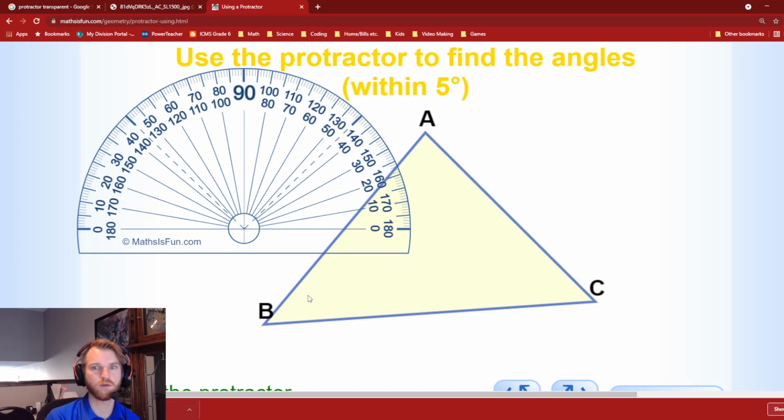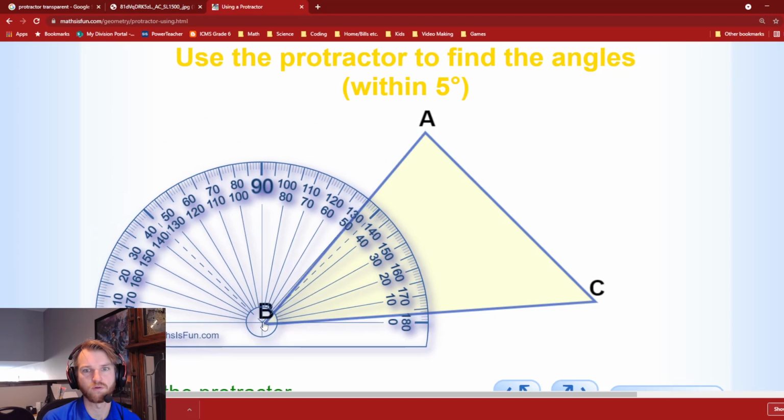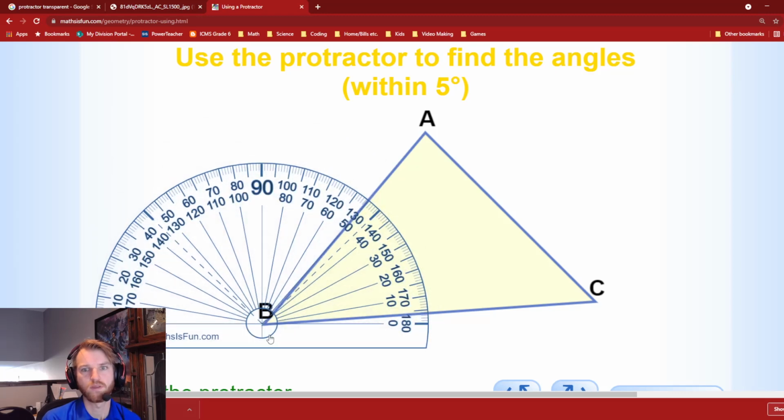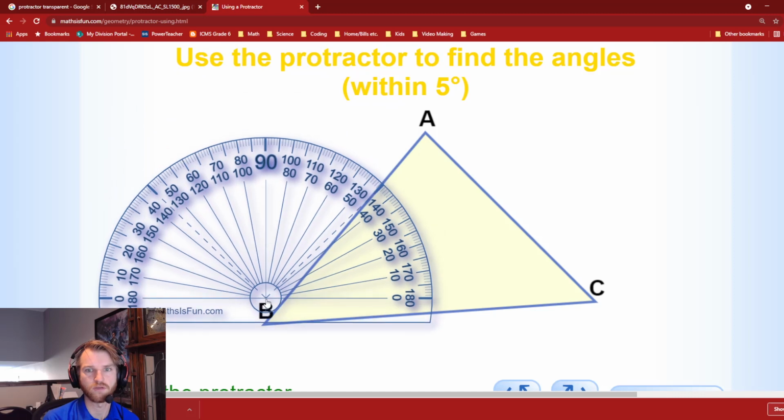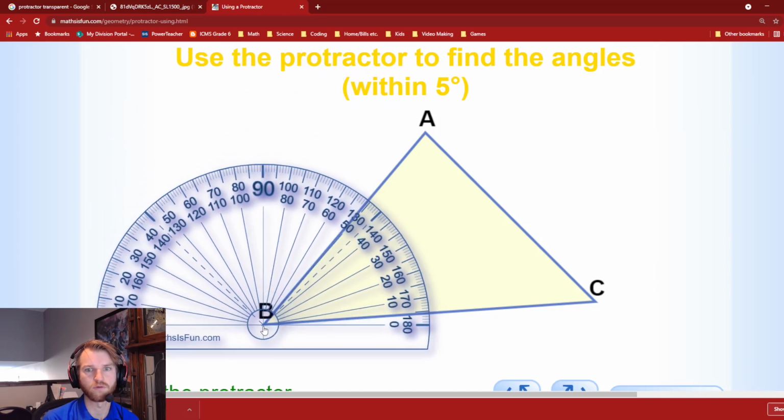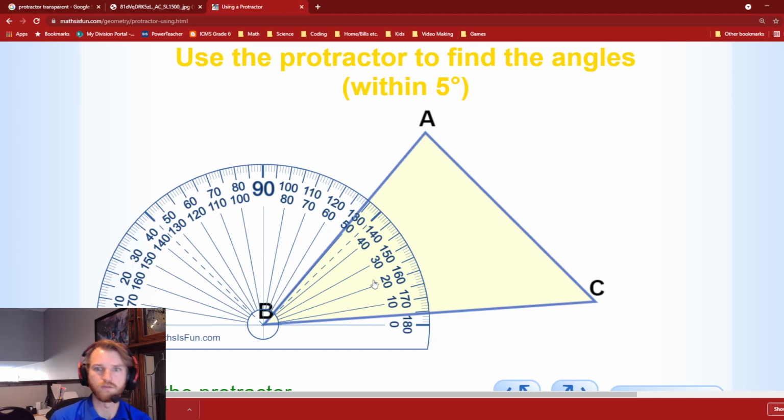So if I want to measure an angle, let's say I'm going to measure angle B. I need to take this crosshair and line it up right on the corner, right on the vertex there, like that. A common mistake people make is that they will line it up with the edge of their protractor right here instead of with the crosshairs here. So we need to make sure that it's not just like this, it's lined up right on the corner of the vertex.